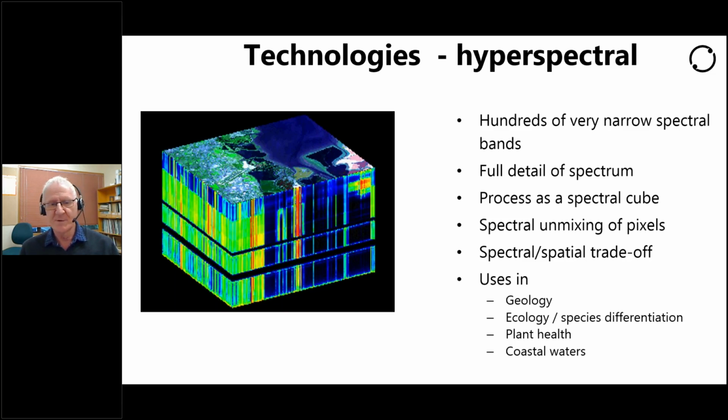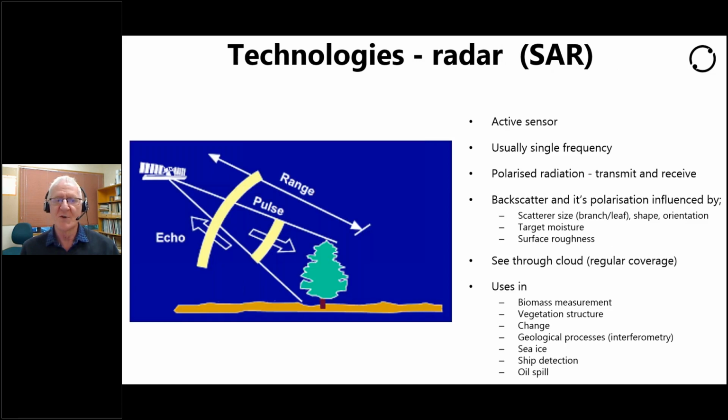There's a trade-off between the spectral resolution and the spatial resolution often on these instruments, so that's something to look at. But the uses are in geology, at least where you can see the ground, which often isn't the case in New Zealand, where mostly it's covered in vegetation, the rock or soil. But also in ecology, you can well separate different species, and there are plant health and also coastal water applications where perhaps you're looking at plankton blooms that are very useful in hyperspectral imagery.